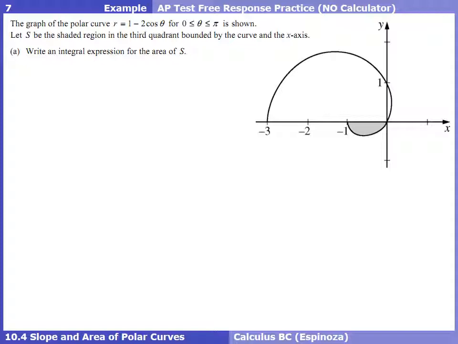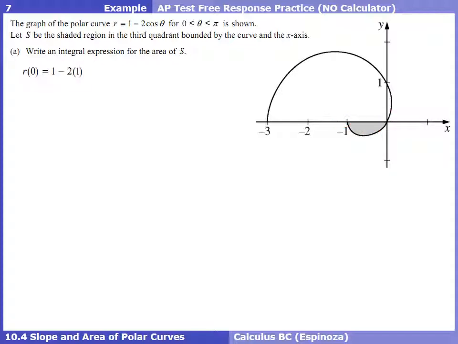So, kind of like we've been practicing since 10.3, we need to understand how this graph is traced out. Does it start over here and go this way? Or does it start here and go in the opposite direction? Once we kind of figure that out, then we'll understand where the shaded region lives. Between what two angles does that shaded region live between?